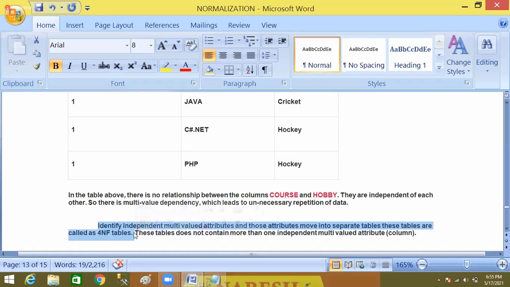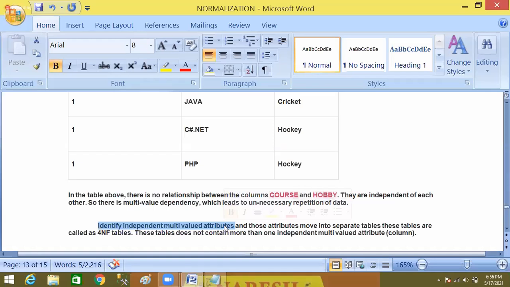So first, in my table, is there any independent multi-valued column or not? First identify. If more than one is there, a problem has occurred. If more than one is not there, no problem. If more than one independent multi-valued column is there in your table, immediately identify those columns and move them into separate tables. Those separated tables are called fourth normal form.